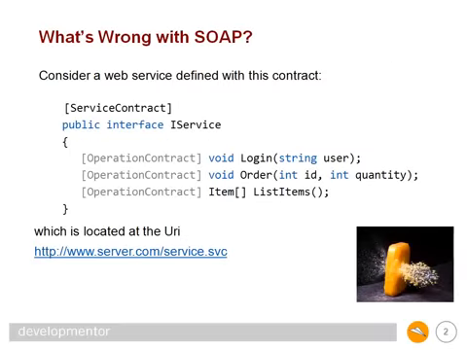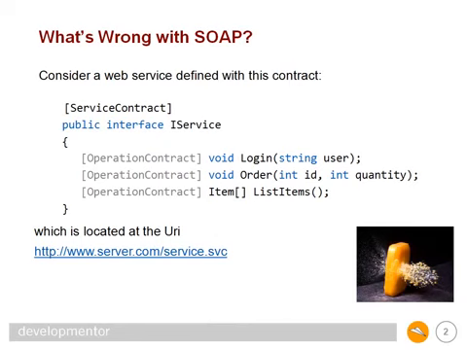So what's wrong with SOAP? Let's look at this WCF service to see the problem. Here I've defined a very simple service called IService that has three operations: login, order, and list items. And this service is located at the URI www.server.com/service.svc. So we're hosting this in IIS as an SVC file.